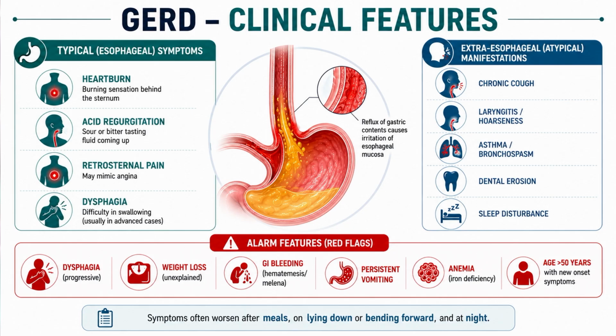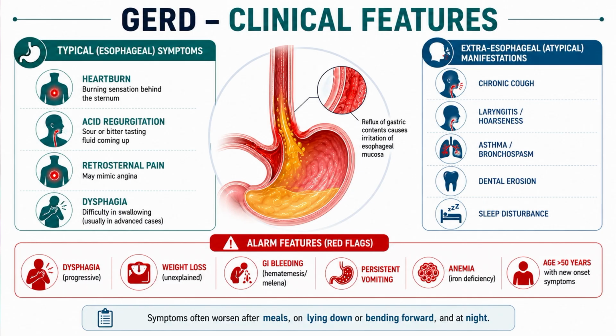Now let's study the clinical features. The typical or esophageal symptoms are: first, heartburn, a retrosternal burning sensation, usually after meals or while lying down. Second, acid regurgitation. Patients complain of sour or bitter fluid coming into the mouth. Third, retrosternal chest pain, which may mimic cardiac pain.